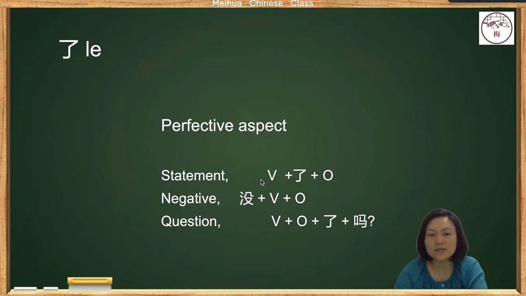In the statement sentence, the pattern is verb plus 了 plus object, similar to the structure for the last one, right? 着, verb plus 着 plus object. Here it's verb plus 了 plus object. And a little bit different in question sentences. We move 了 after the object, not between the verb and object. For negative sentences, we simply add 没 before the verb and the object.